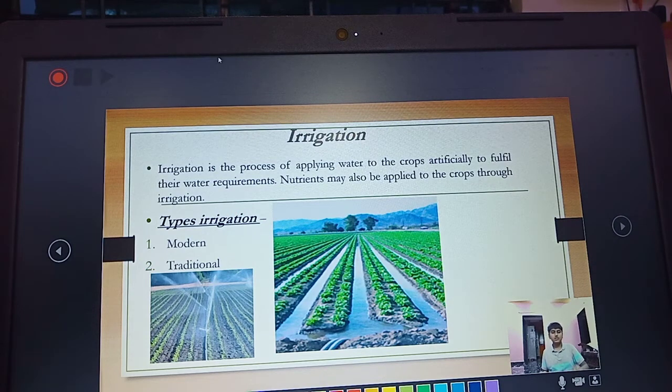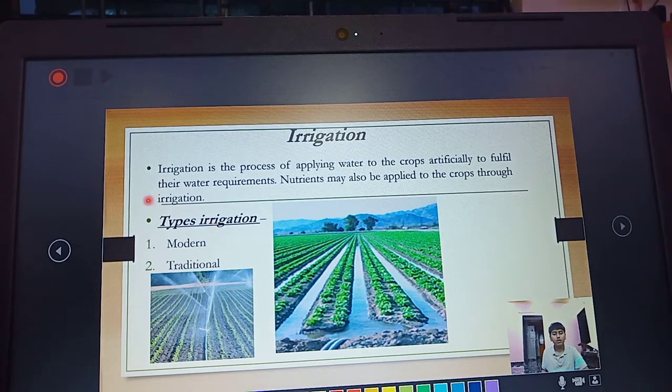Now let's see irrigation. Irrigation is a process of applying water to the crops artificially or naturally to fulfill their water requirements. Some nutrients may also be applied to crops through irrigation. Now, irrigation in simple words means to water plants. Now, here you can see in this water you may add some minerals. The water which is flowing here, you can add some manure, you can add some nutrients to it, and as the water will be moving, the nutrients will get deposited there only.